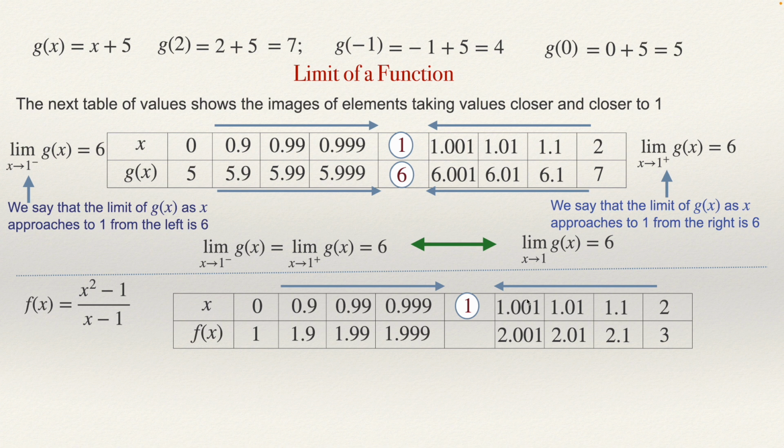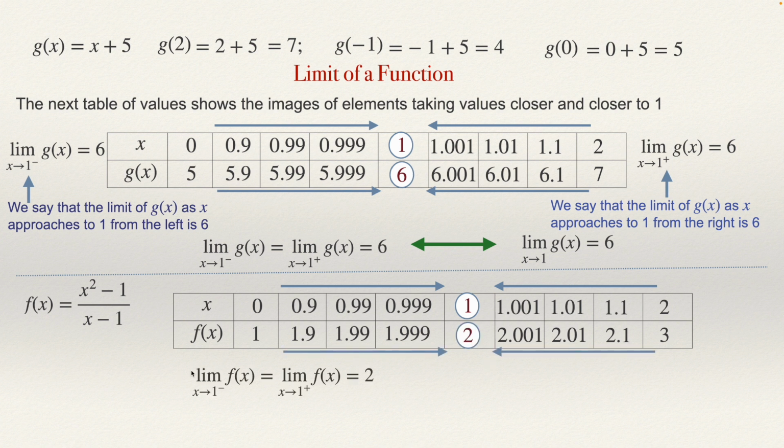We can say then that if x approaches 1 from the left or from the right, then the values of f of x approach 2. The limit of f of x as x approaches 1 from the left is equal to the limit of f of x as x approaches 1 from the right, and will be in both cases equal to 2. So we say the limit of f of x as x approaches 1 equals 2, because these two limits from the left or from the right are the same.